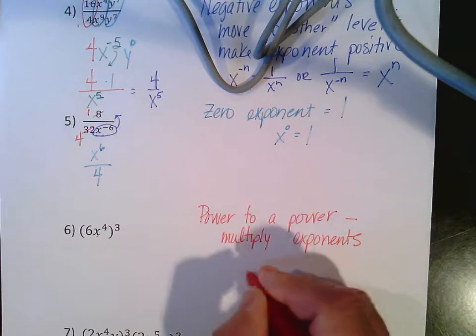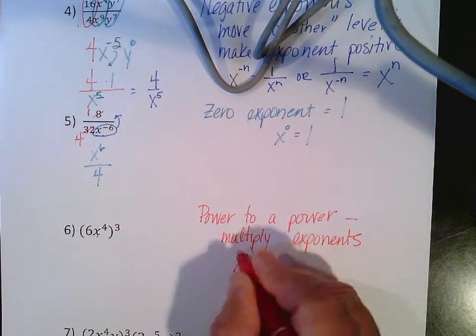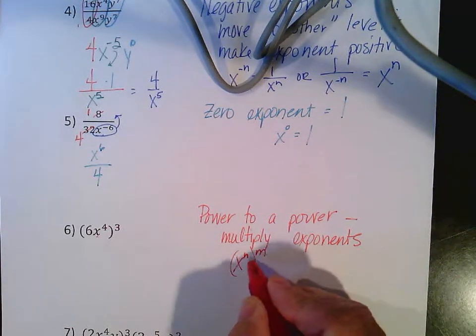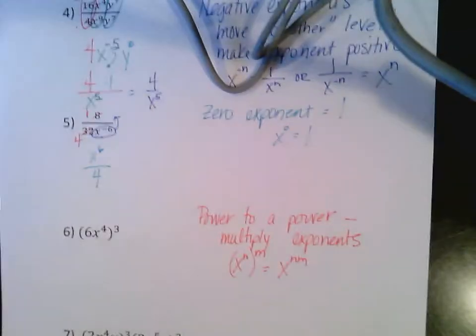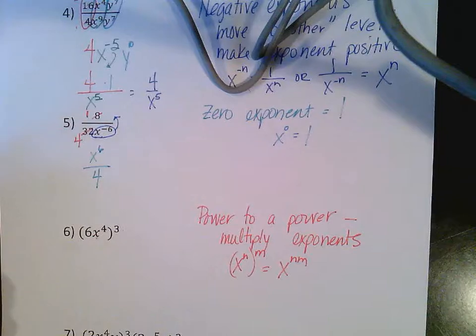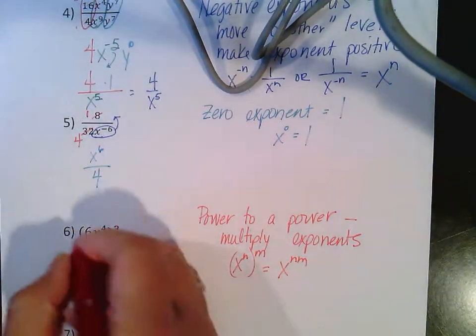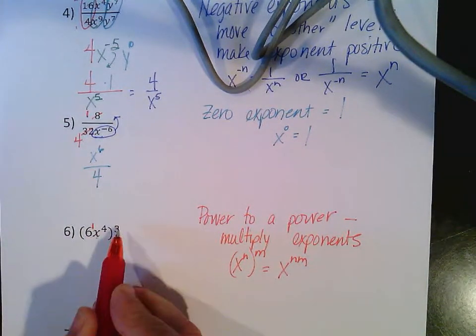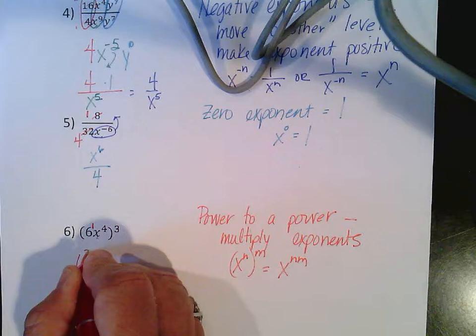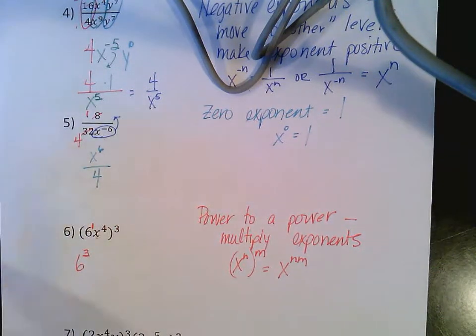So x to the n, if it's raised to the m power, you multiply those, and that's x to the nm. That's the rule that goes with it. And every single part of the term gets raised to the power. So in this first one, the exponent on my 6 is like a 1. 1 times 3 is going to be 6 to the 3rd for my coefficient. So even the coefficients get raised to the power, not just the variables.